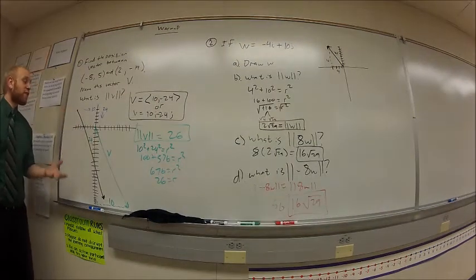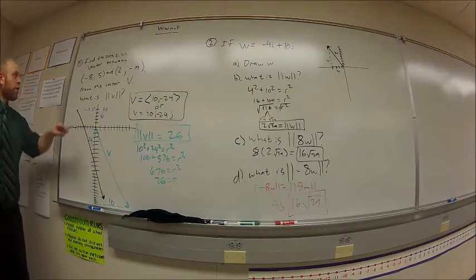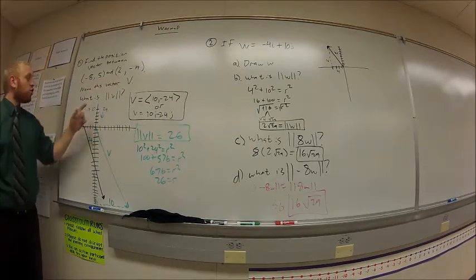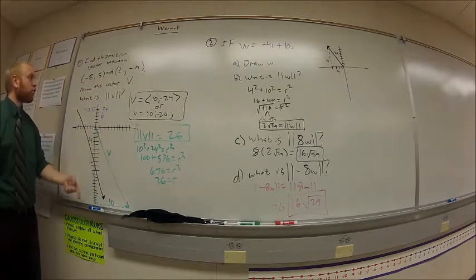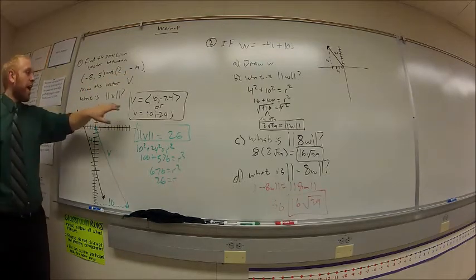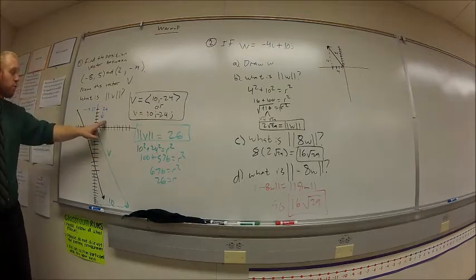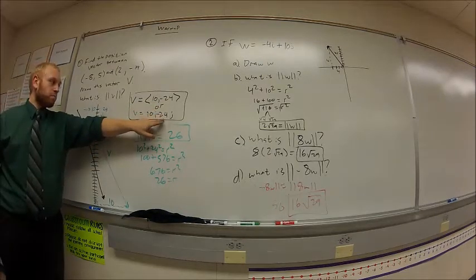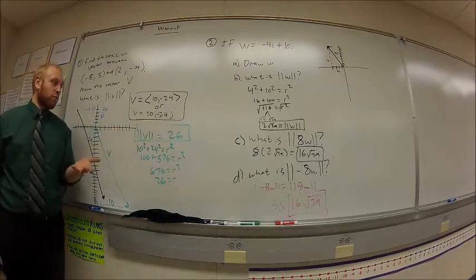Alright, so a position vector has to start at the origin. And you notice that between negative 8 and 2, you went right 10. And then you went down 24, going from 5 to negative 19. So the horizontal component had to be positive 10. And the vertical component had to be negative 24. How we got 10i minus 24j.